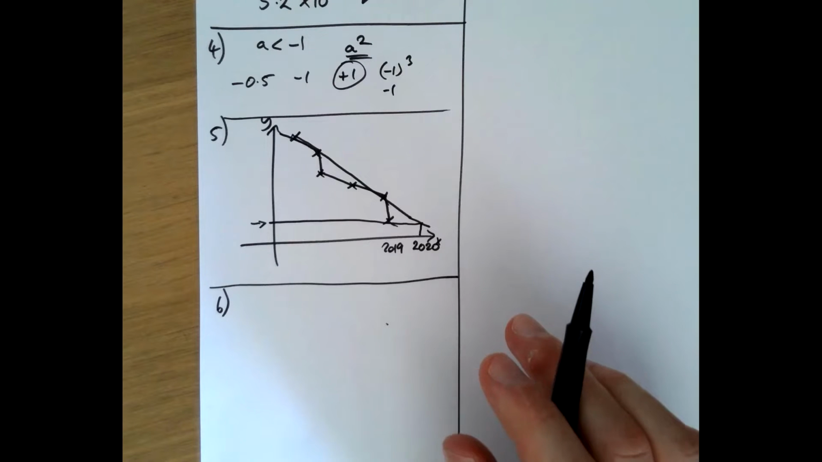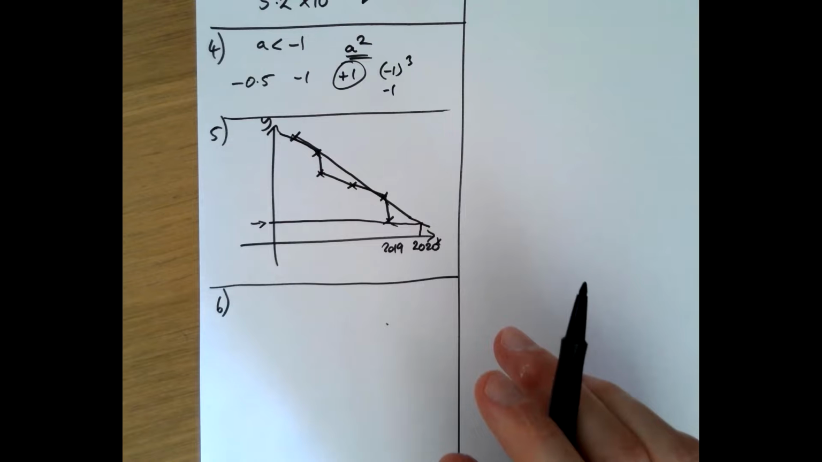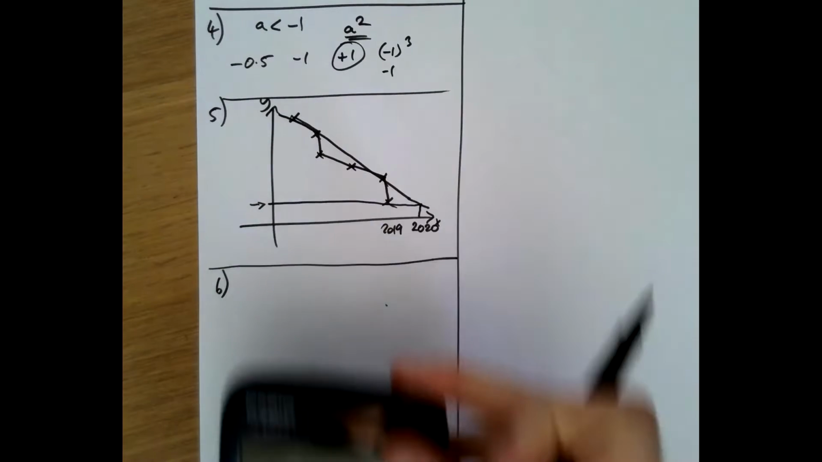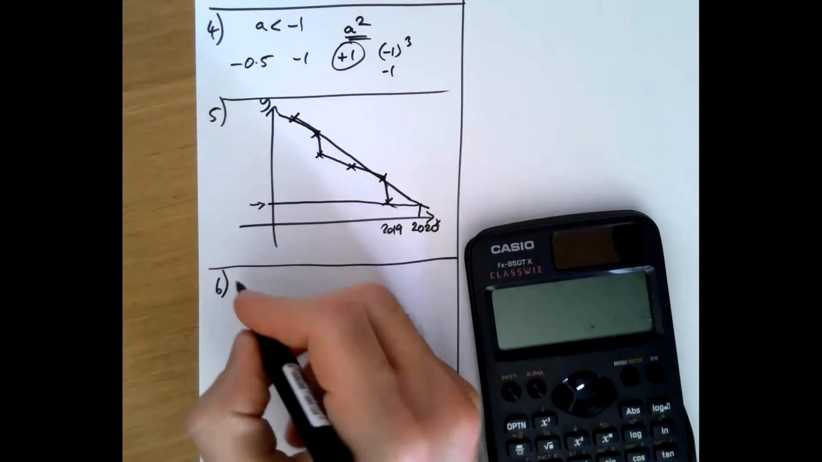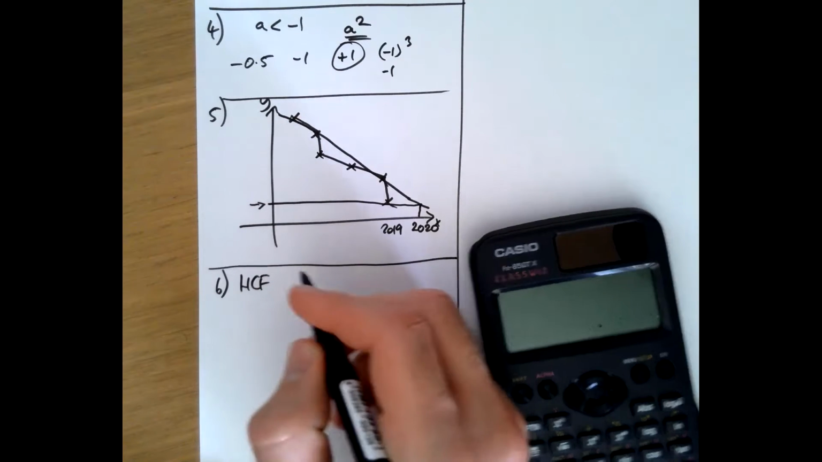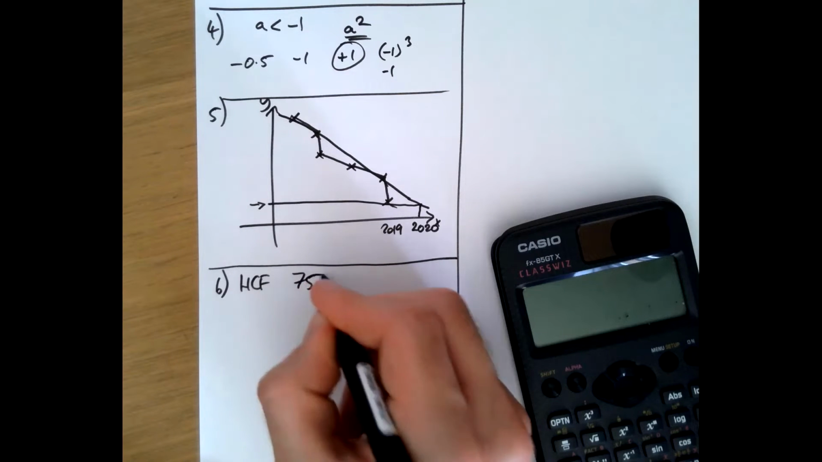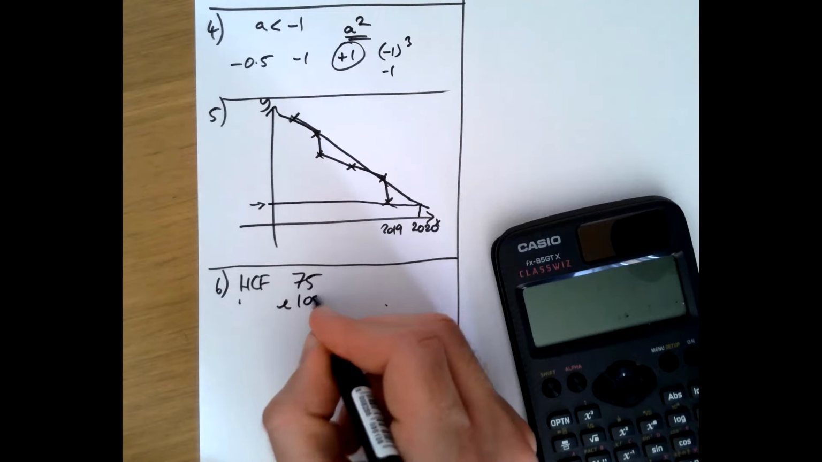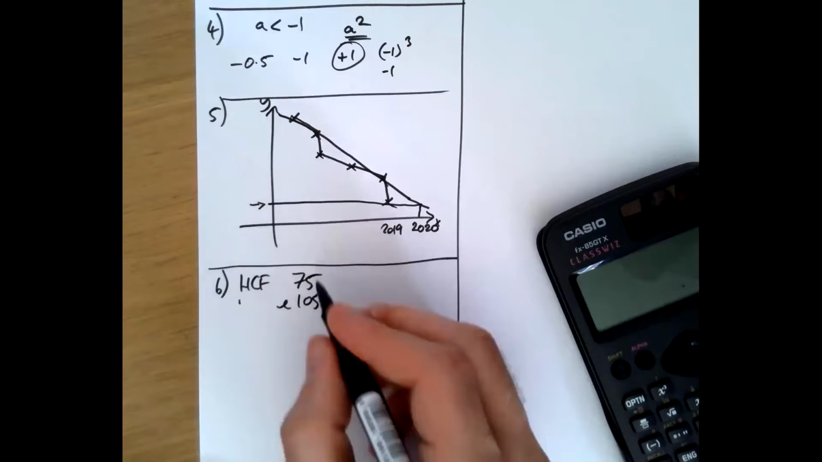So, number 6, work out the highest common factor of 75 and 105. Now, what I'm going to do, just know a bit of shortcuts, to be honest. So highest common factor of 75 and 105. What I'm going to do is write out the product of prime factors.